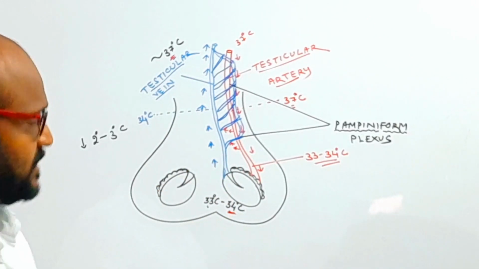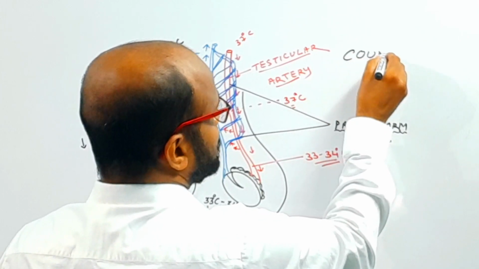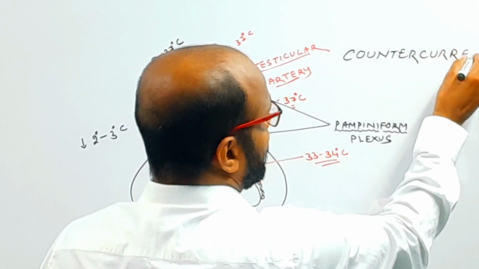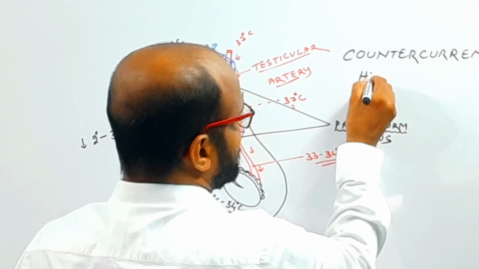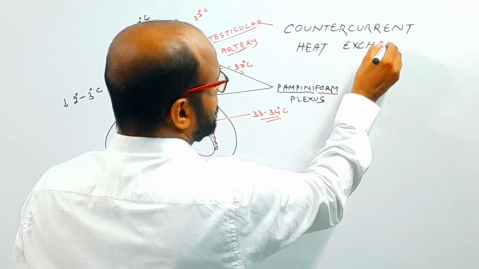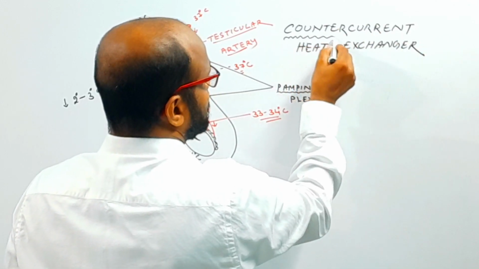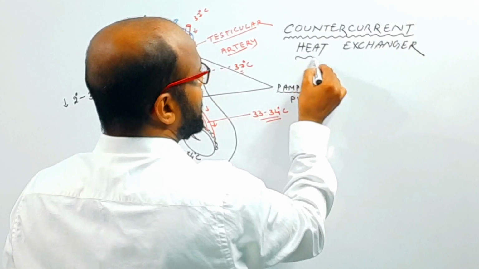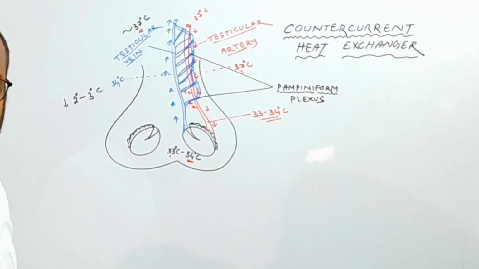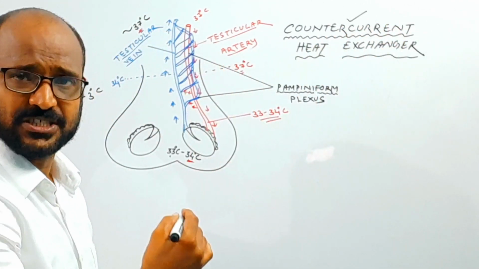But it is known as a counter current heat exchanger. Why is it known as the counter current heat exchanger? Counter current means the flow is in the opposite direction.